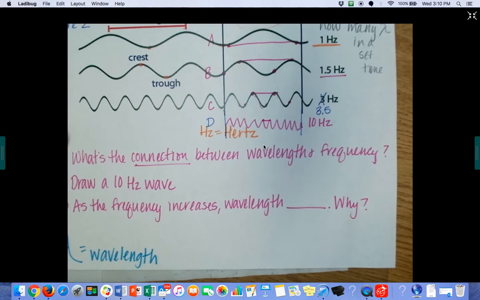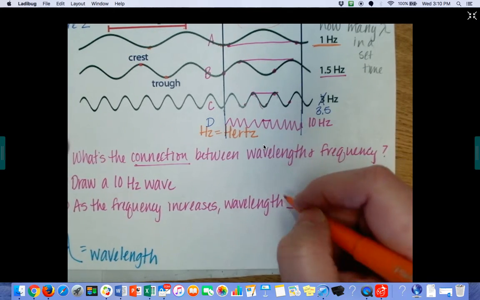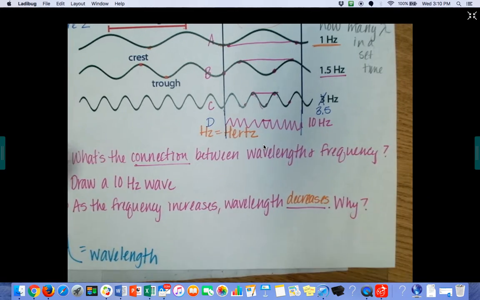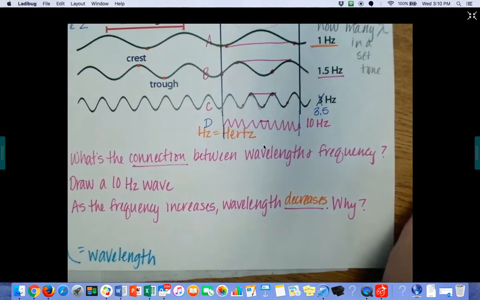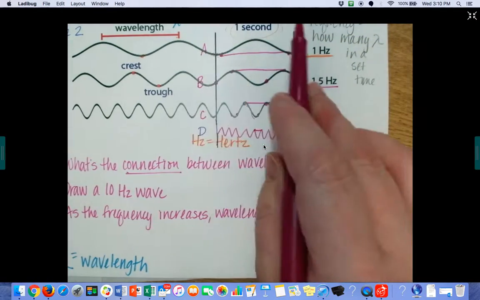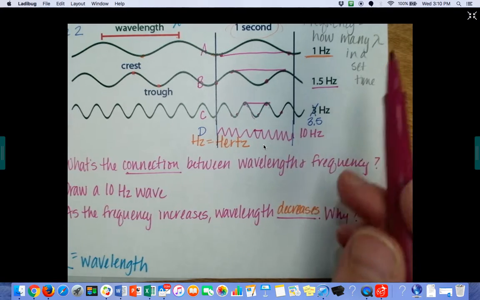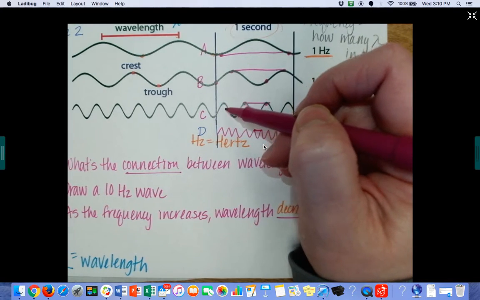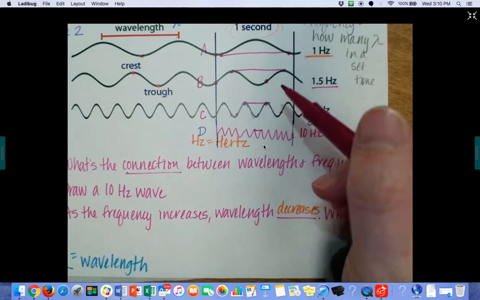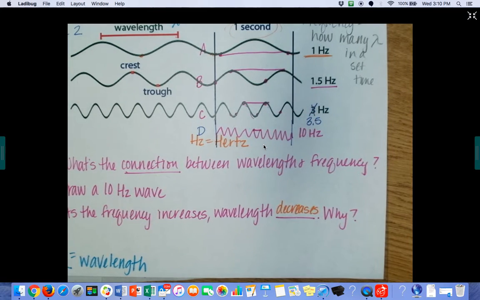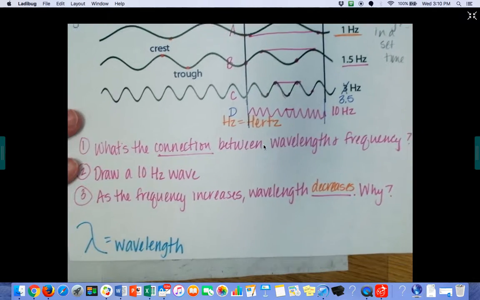As my frequency increases, my wavelength decreases, or it gets smaller. Why? Because I still have this amount of space, this amount of time for the energy to go through. As the wavelengths get smaller, I can fit more of them into that same amount of space. I hope that makes sense.